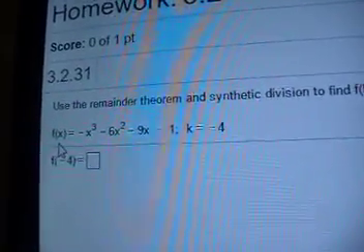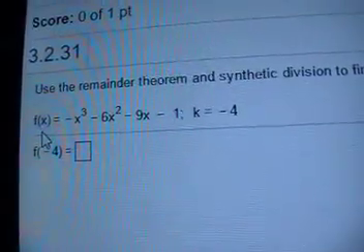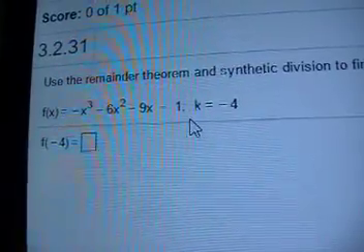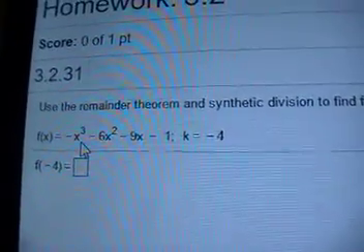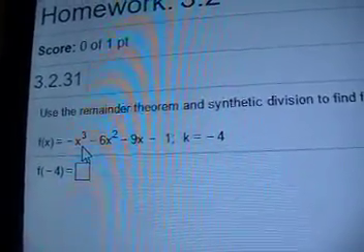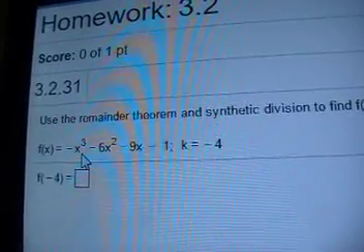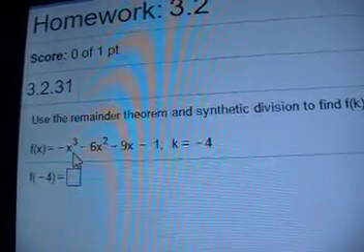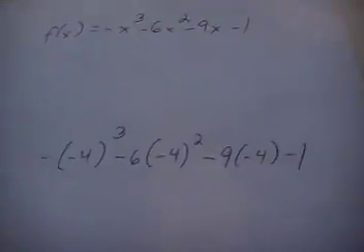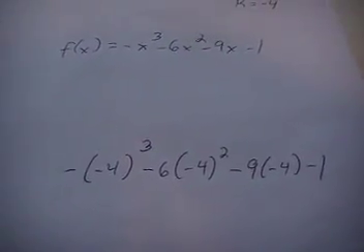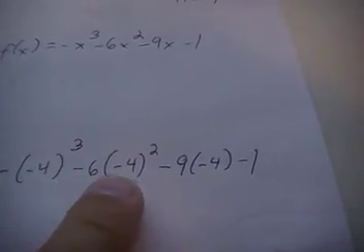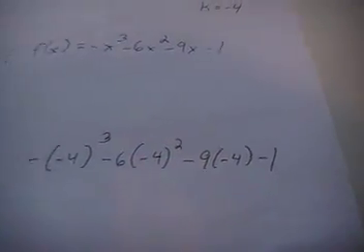Or you can literally do what f of negative 4 means, like we did in the last chapter. F of negative 4 means plug in negative 4 everywhere there's an x. So if I do negative, and then negative 4 to the 3rd power, minus 6 times negative 4 squared, minus 9 times negative 4 minus 1. So I've plugged in a negative 4 everywhere there was an x. There's still a negative in the front. Then I plugged in the negative 4 for the x to the 3rd, the negative 6, negative 4 to the 2nd, minus 9 times negative 4 minus 1.